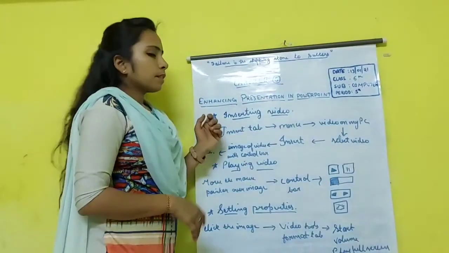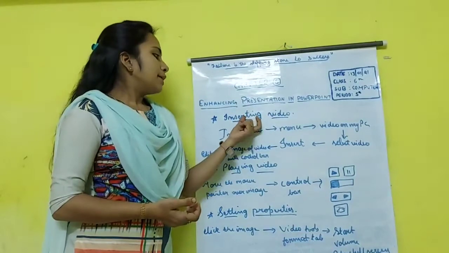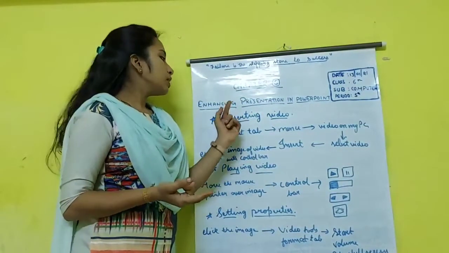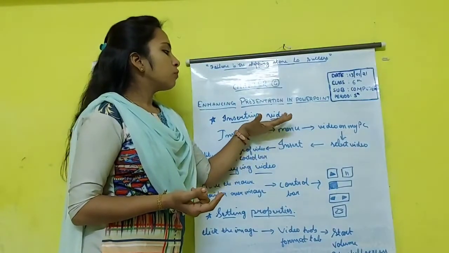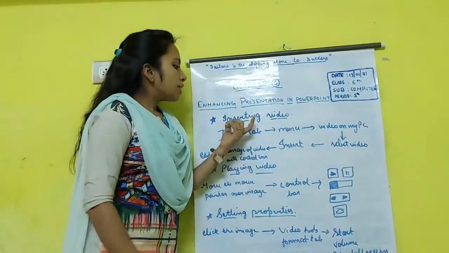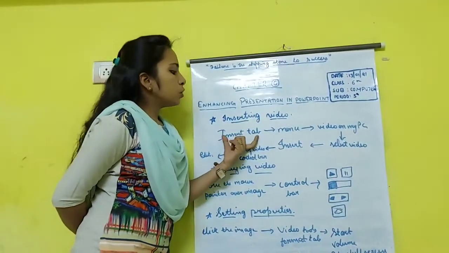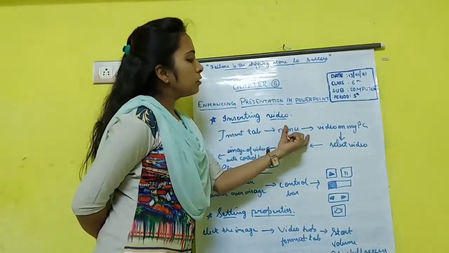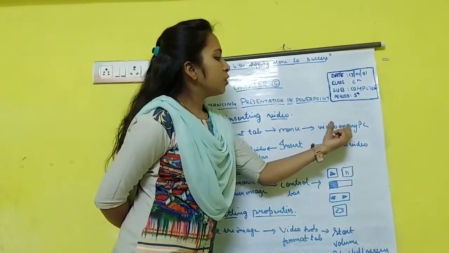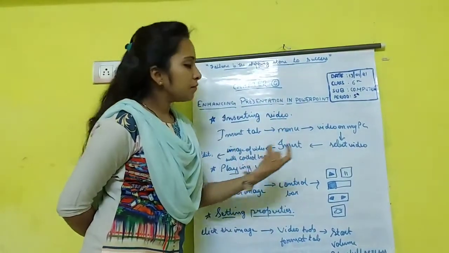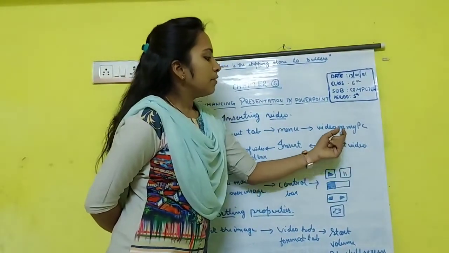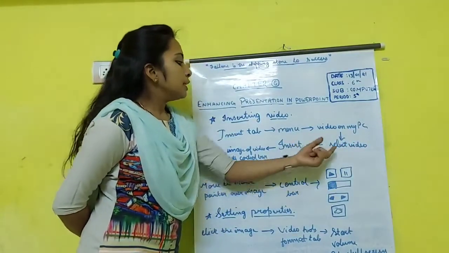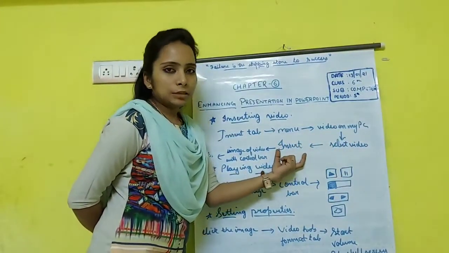Now we are already done with the audio. In the same manner we can go for insertion of video too. Okay. For inserting video, you will again go to the insert tab. In the insert tab you will find a menu. There you will go for video on my PC. Then from there you will select your video from the destination folder. Then you will go for the insert button.